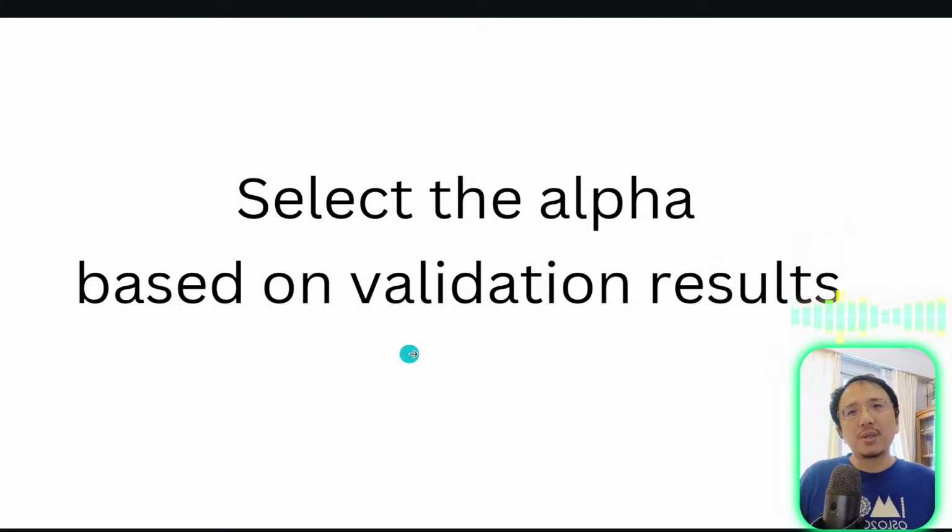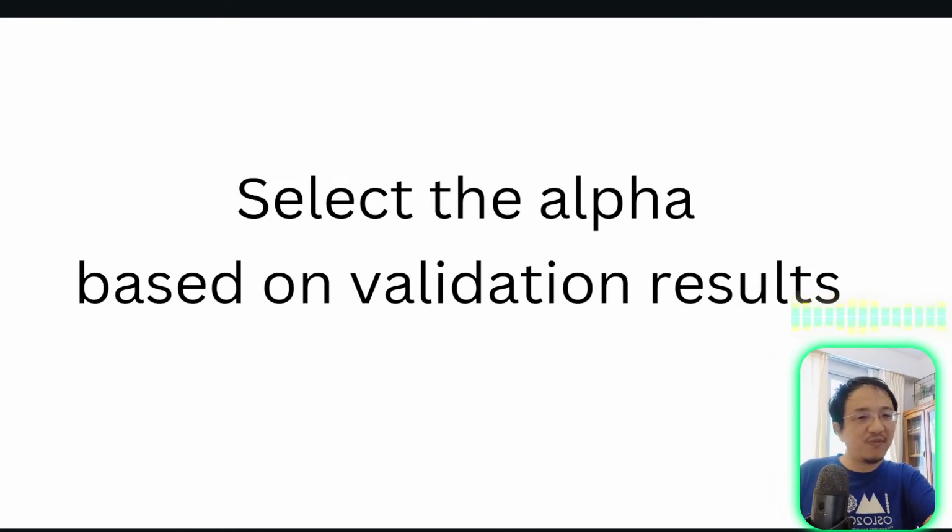Okay, we are going to use K-fold cross-validation to select the alpha. Because we cannot use the testing data to select alpha, we use the fake testing data, that is the validation data, to do similar things. We are trying to find the best alpha so that the validation result is the best.